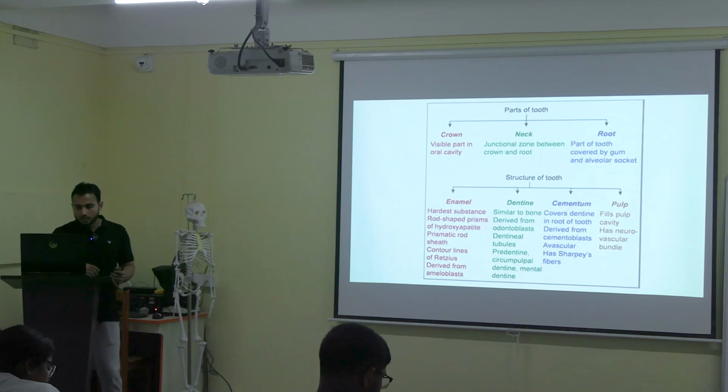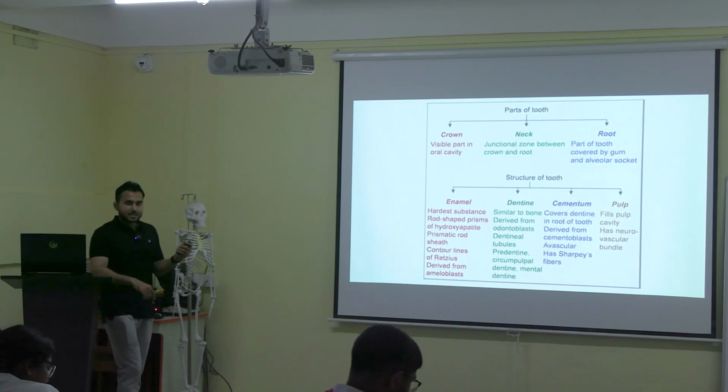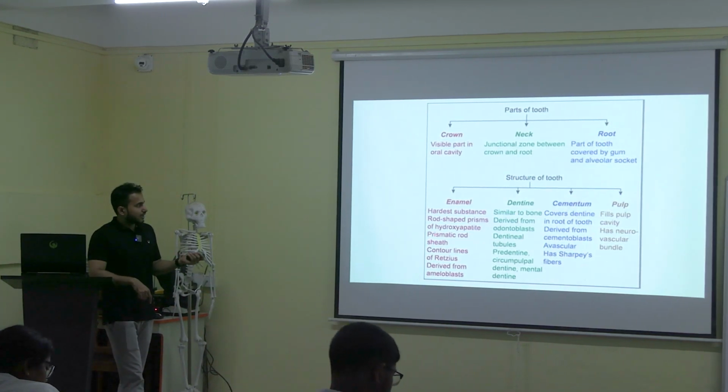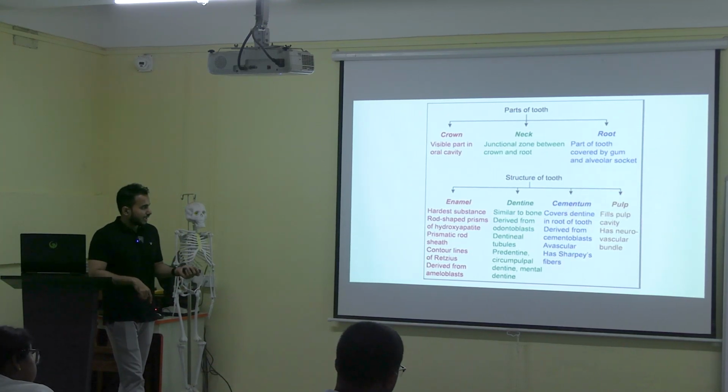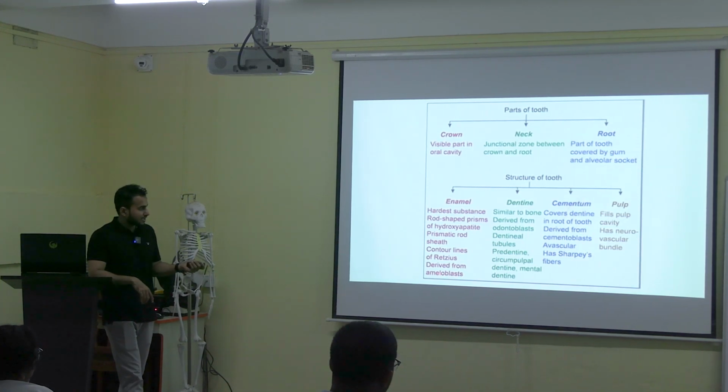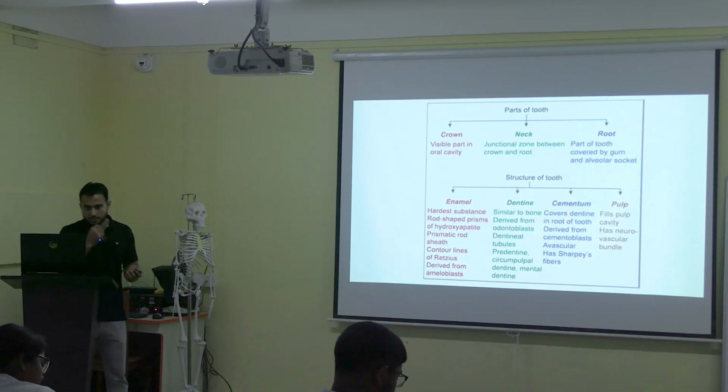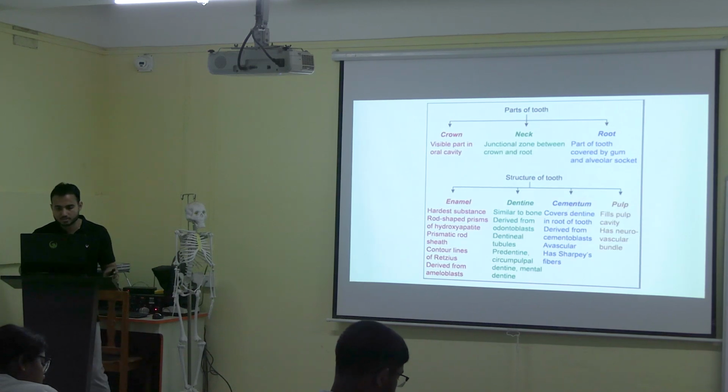Okay. Now in the enamel, why is it hard? Because hydroxyapatite prismatic rods are present. Along with that, some contour lines are there, also called lines of Retzius. I will show you about all those things. And here the enamel is derived, or it is laid down, by a special type of cells, and these are called ameloblasts. Okay, these are called ameloblasts.